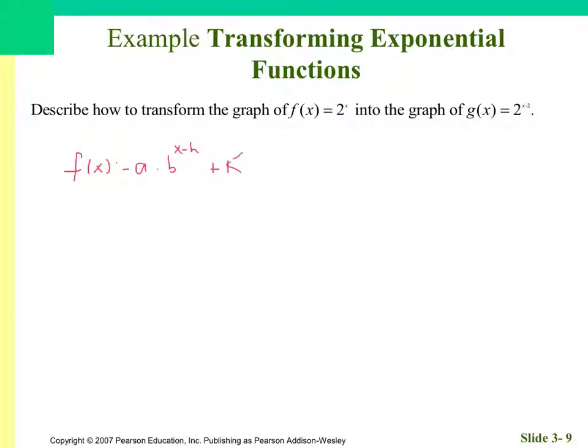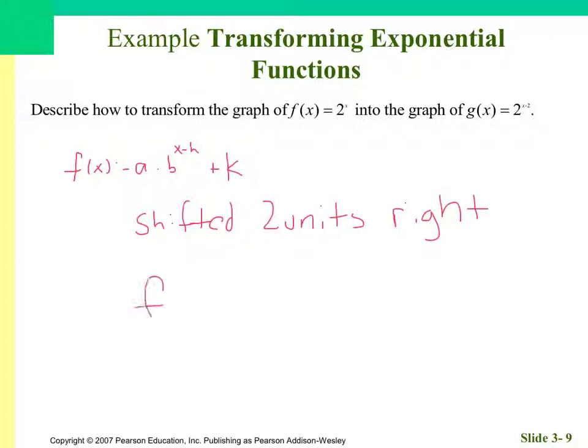f of x equals a times b to the x minus h plus k. We've seen these. What does that minus 2 up there mean? It means that it's shifted 2 units right. So let's look at this.